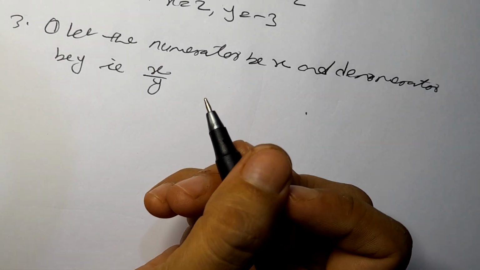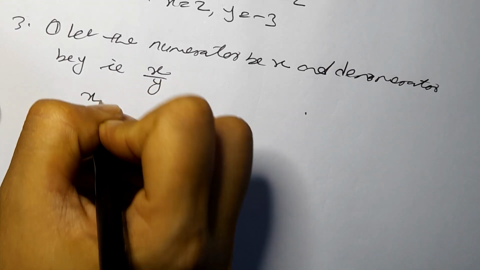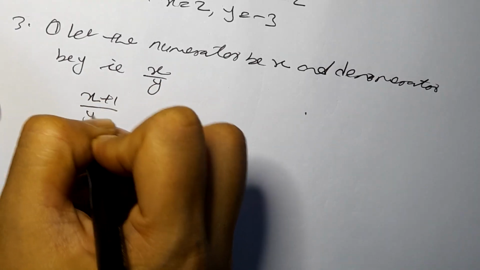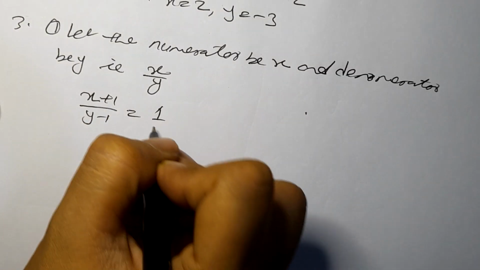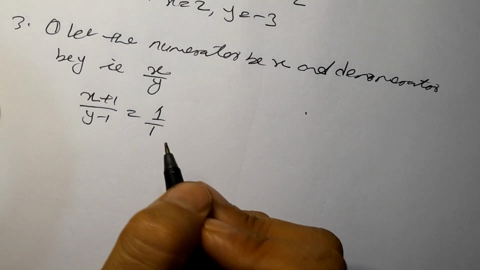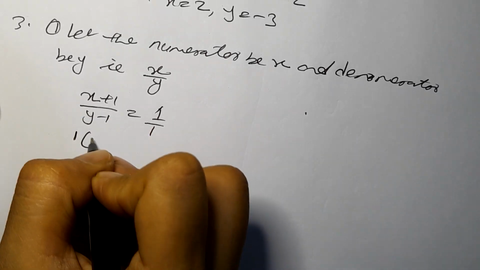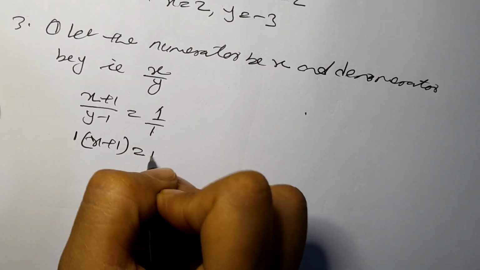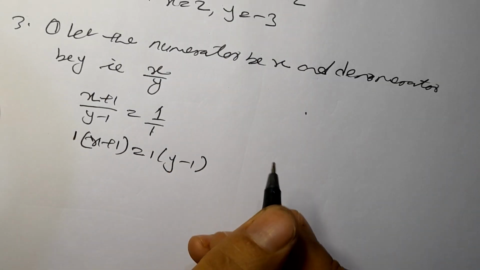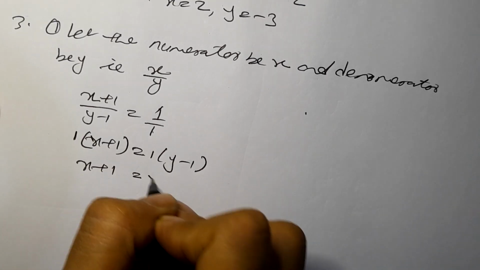Now what's in the numerator? 1 is added. So in the numerator 1 is added and in the denominator 1 is subtracted, and it becomes 1. This is not a fraction, so make it a fraction by taking it divided by 1. Now go for cross multiplication. It will be 1 into x, so x plus 1 equal to 1 into y minus 1. If any number is multiplied by 1, it remains as it is. So x plus 1 equals y minus 1.